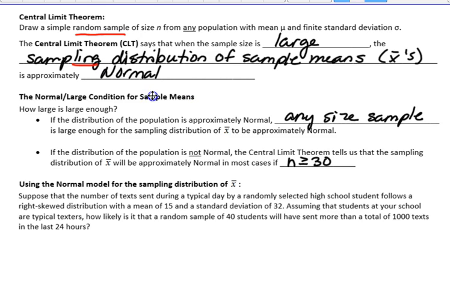In our next video, then, we're going to look at how to use this central limit theorem and the characteristics we've just observed to solve a problem using the normal model.